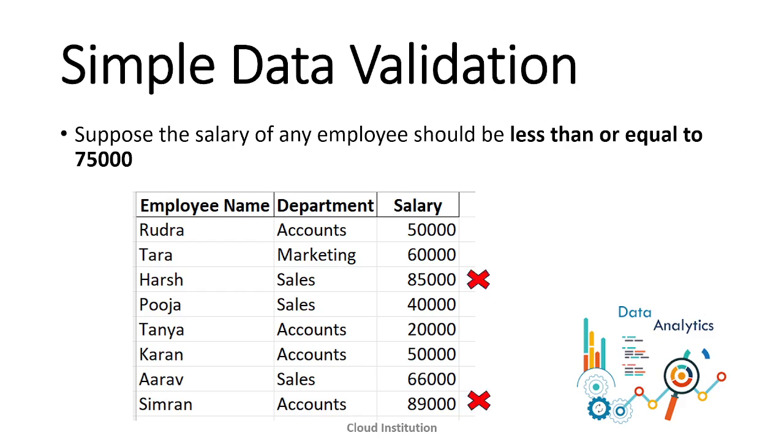One is the 85,000, which is for Harsh, and then we have 89,000, which is for Simran. Now this is wrong because it's not according to our business rule of 75,000 limit of the salary. This also can be taken care of by data validation rules. Okay, let's see how to do this.